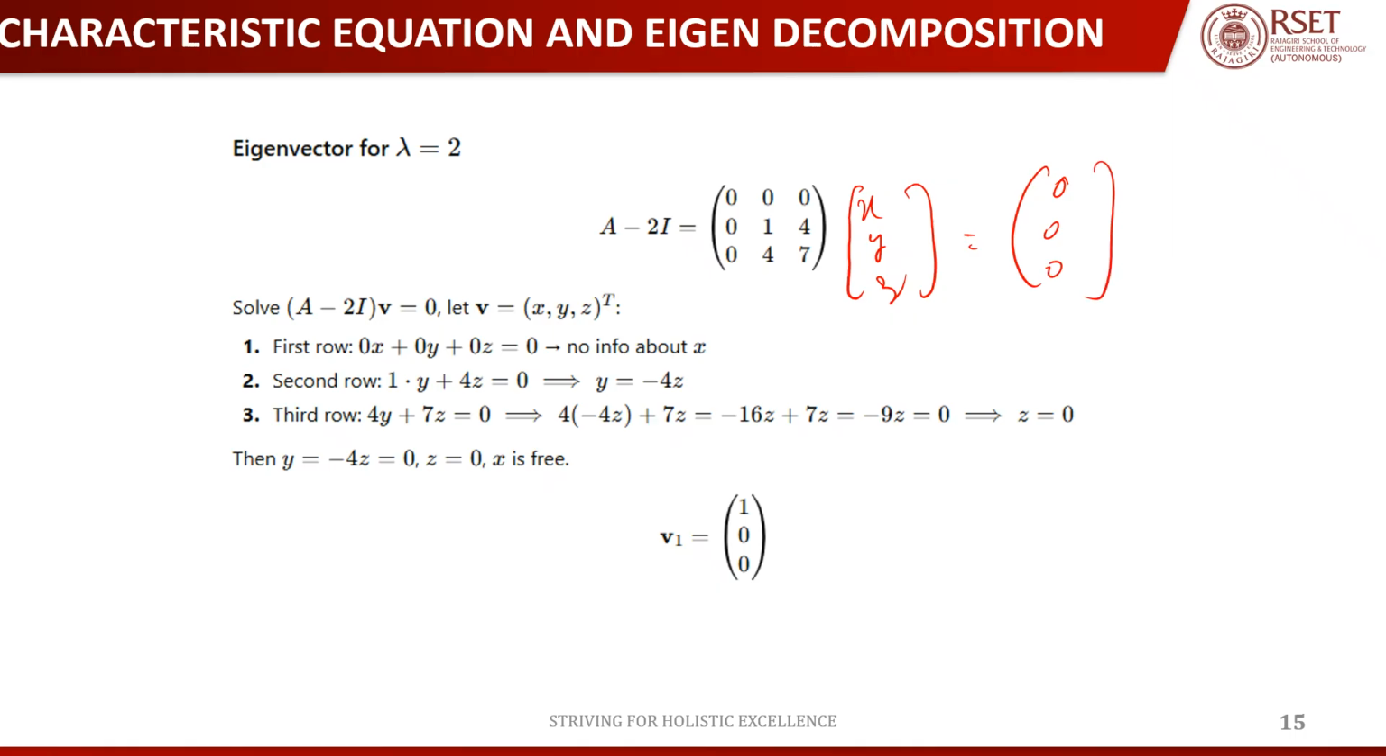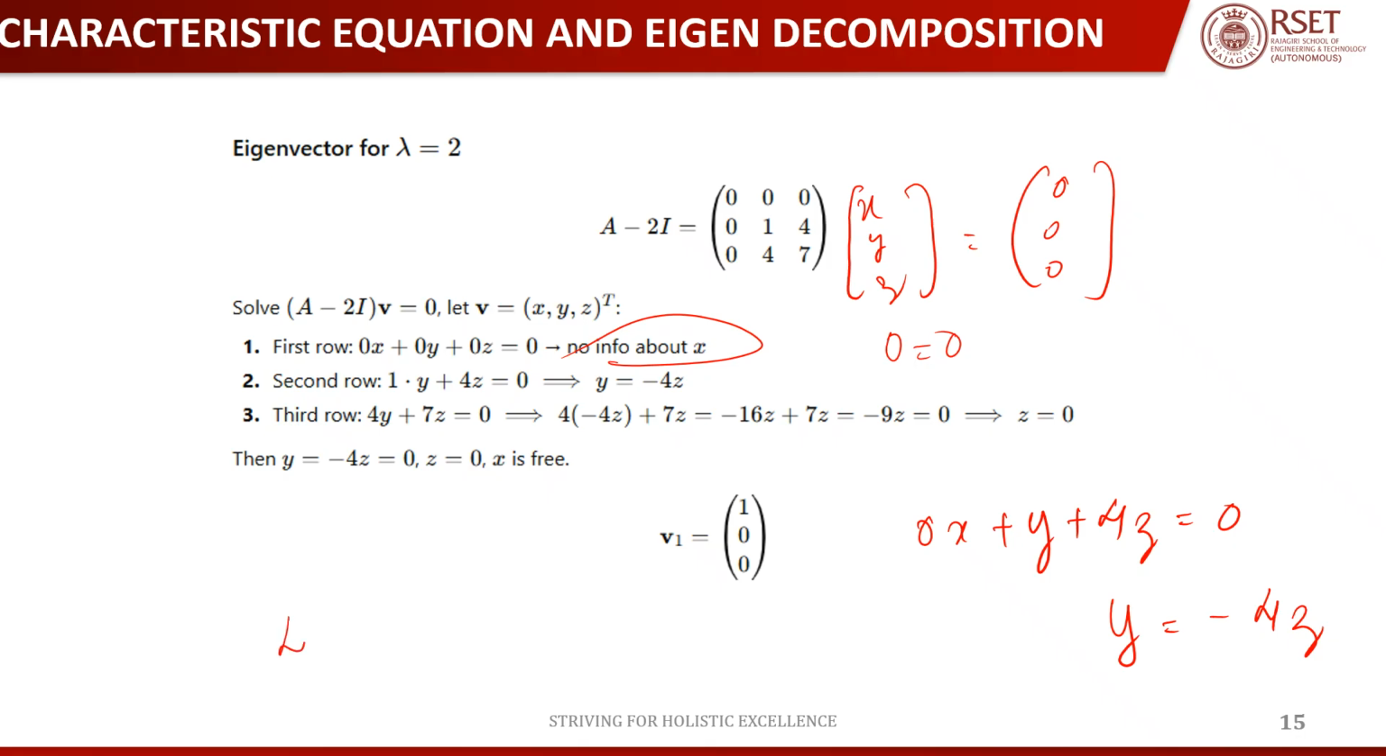On comparing, the first row gives 0 into x plus 0 into y plus 0 into z equal to 0, that's basically 0 equal to 0. We have no information about anything. When we do the second row, we have 0 into x plus y plus 4z is equal to 0. On comparing this, we find y equal to negative 4z. We have a relation here. Then we go for the third row, and there you have 4y plus 7z is equal to 0. From the before case you had y equal to negative 4z.